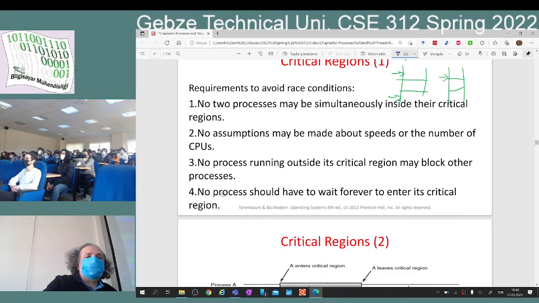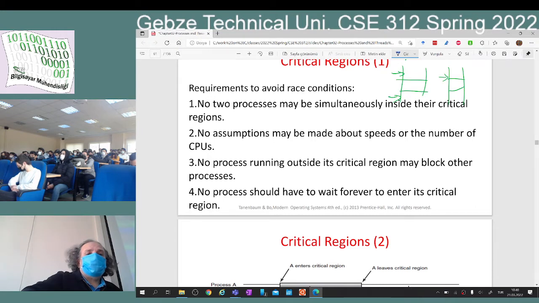And there is a rule for starvation. Starvation is this: the resource is available, but for some reason you are not giving the resource to that process. I shouldn't have to wait until infinity to enter my critical region. You might say that all the others are using this critical region, and it is not your turn yet. No, you can't say that. I don't have to wait indefinitely to enter the critical region. Don't let me starve. I should have an opportunity to enter the critical region from time to time.